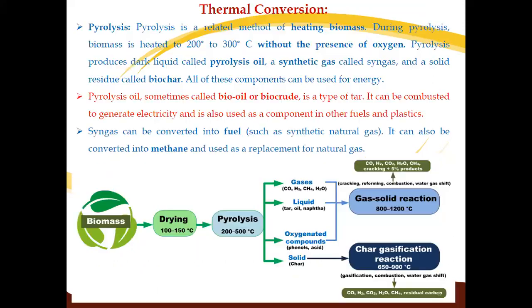The next method of thermal conversion is called pyrolysis. It is the famous method, that is pyrolysis. Pyrolysis is a related method of heating biomass. During pyrolysis, biomass is heated up to 200 to 300 degrees Celsius, that is 392 to 570 degrees Fahrenheit, without the presence of oxygen. So we heat this biomass without the presence of oxygen.